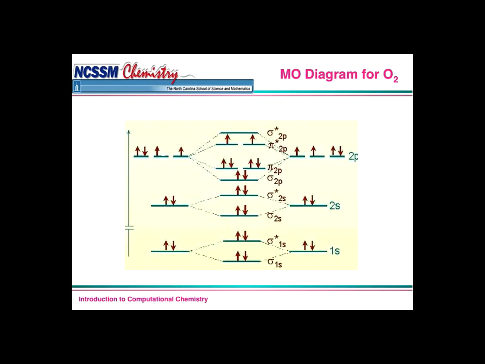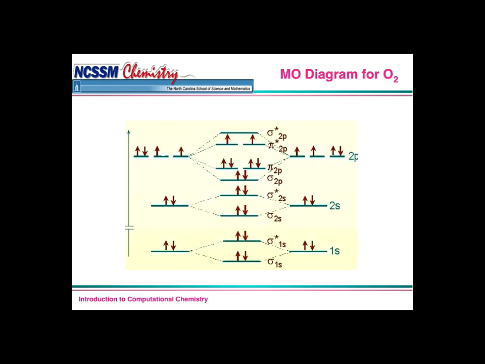If I start on my left-hand side, I look at oxygen, I have 8 electrons, I have a 1s2, a 2s2, and then I have 3 p orbitals, 2px, 2py, and 2pz. And given that I have 8 electrons, I put 2 in the 1s, 2 in the 2s. 2 of them will go in the 2px, 1 will go in the 2py, and the 8th one will go in the 2pz. And I do the same thing on the other side for the other oxygen atom.